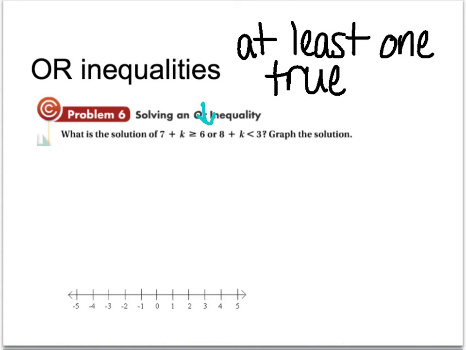So we have these two inequalities joined by the word or. Solve both of them. You get k is greater than or equal to -1. Go ahead and graph that.